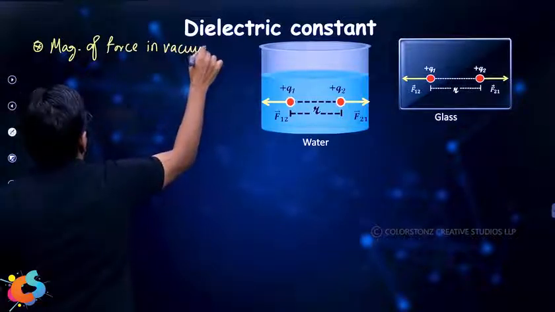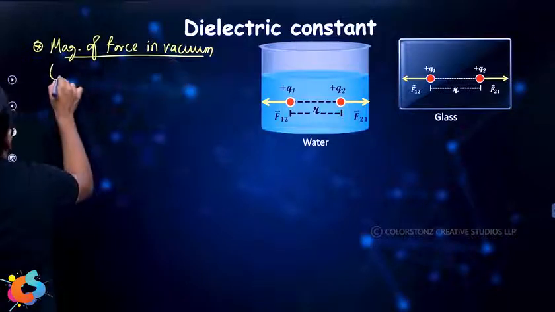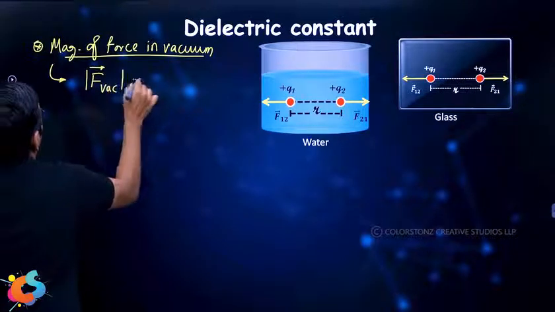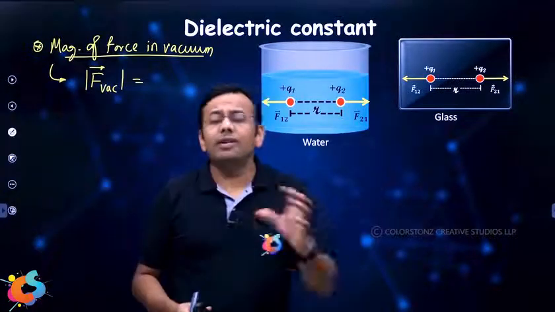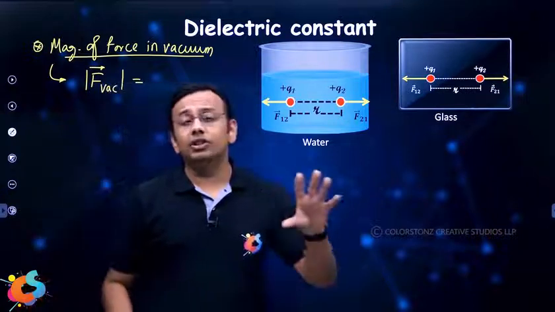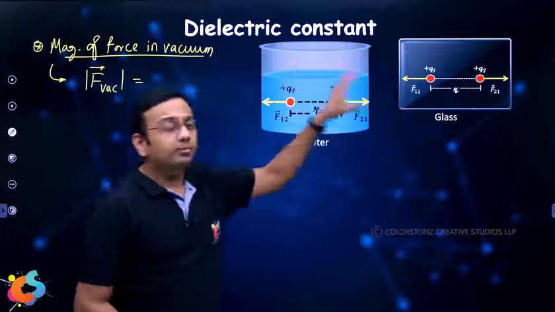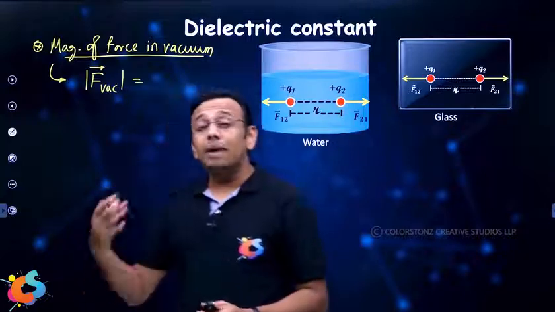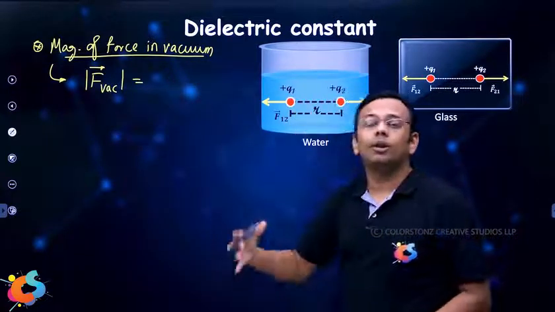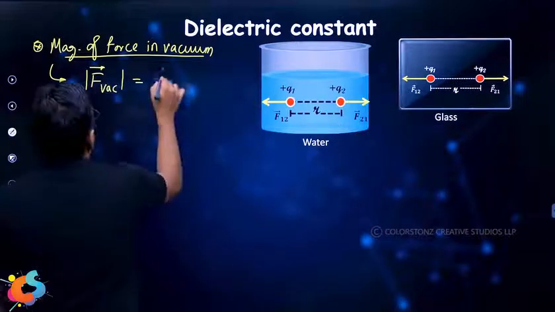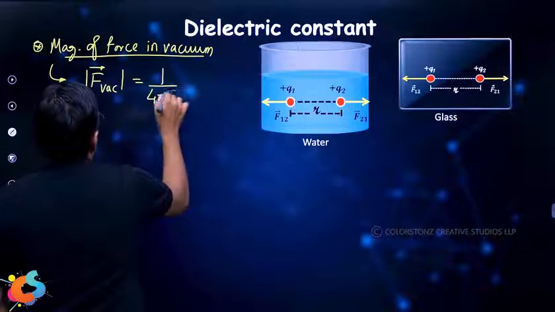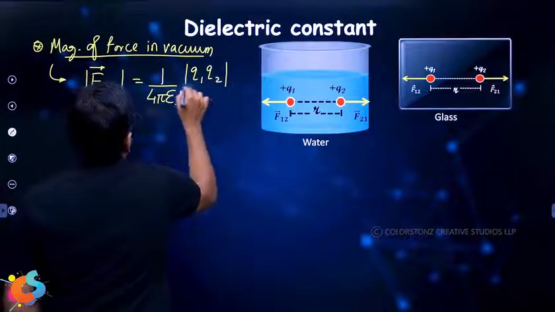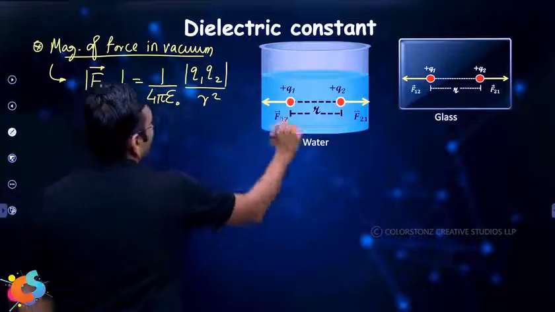Magnitude of force in vacuum, if I call it, let's say, F_VAC. I'm going to use the magnitude form, not the vector form, because as I said, the directions remain the same. Even in the case of a medium, the nature is the same: like charges repel, unlike charges attract. But the magnitude changes, so I'm going to focus only on the magnitude. In vacuum, the force has a magnitude of 1 upon 4 pi epsilon naught, mod of the product of charges, divided by the square of distance.